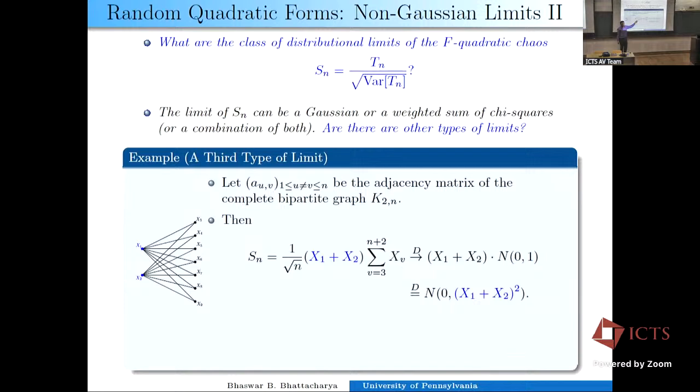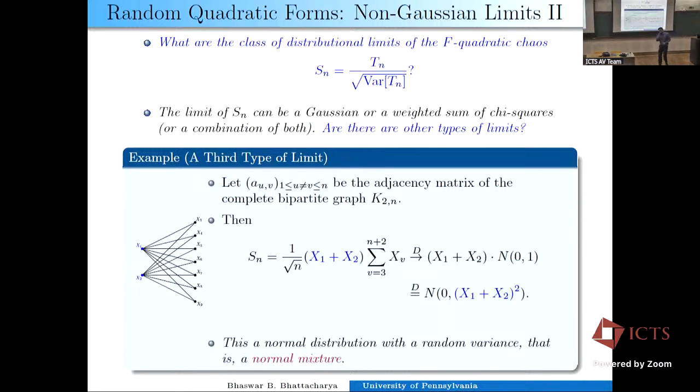The standard deviation is like root n. The CLT will make this sum go to normal. I have this x_1 plus x_2 hanging out here. This goes inside as that. So what I have is a normal distribution with a random variance. And the distribution of this object, if there are only 2 of them, or there can be 3 of them, depends on what f is going to be. So we have a third kind of limit, which is in a sense not universal, which depends on what f is going to be.